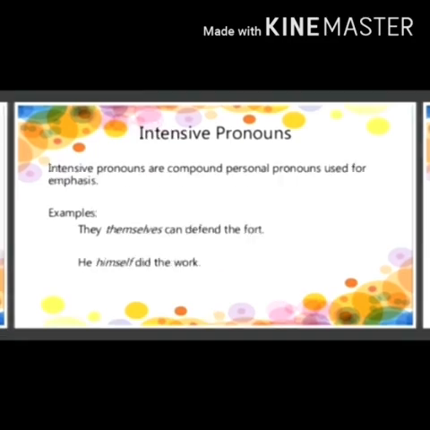Now our next is intensive pronouns. Intensive pronouns are compound personal pronouns used for emphasis. For example, they themselves can defend the fort. He himself did the work. Here, children, themselves has been used right after the subject. And this is the difference between intensive pronoun and reflexive pronoun. In case of reflexive pronoun, it is used as an object, whereas intensive pronoun is used right after the subject.